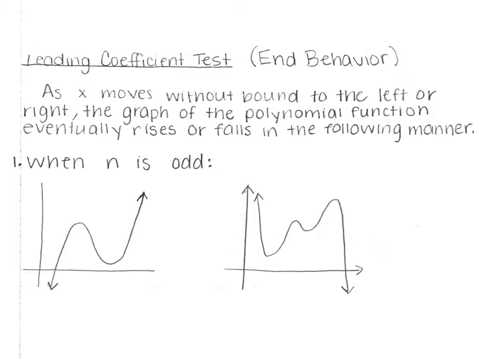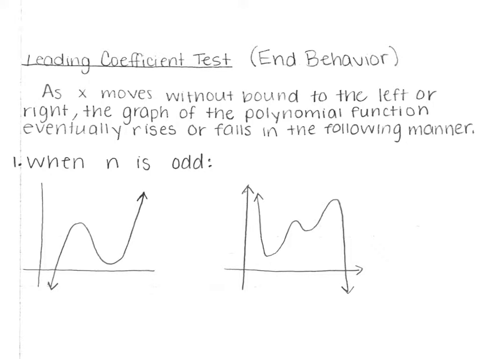So in this video, we'll talk about the leading coefficient test, which describes the end behavior of functions. And what we mean by end behavior is, as x gets really, really big or really, really small, what's happening to the ends of our graph? What direction are they headed off in? So as x moves without bound to the left or right, the graph of the polynomial function eventually rises or falls in the following manner.